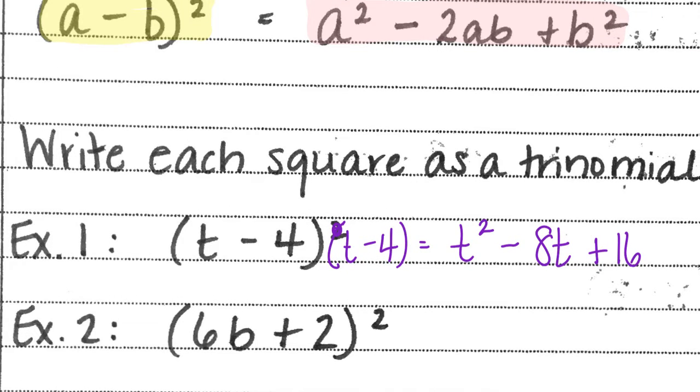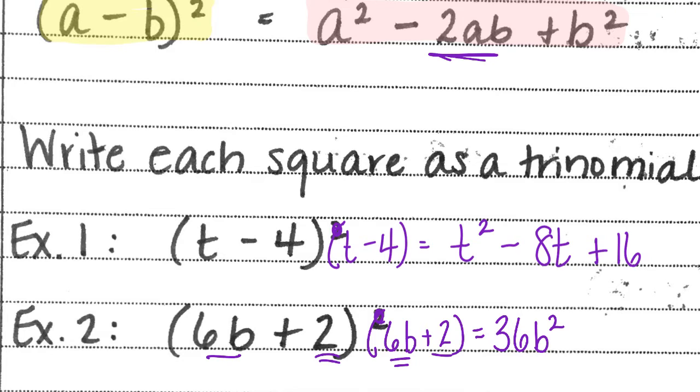Moving on. 6b plus 2 quantity squared. Again, I'm just going to write 6b plus 2. Ignore the square. 6b times 6b is 36b squared. The outers are 12b and the inners are 12b. That's why they say take 2 of it, 2 times that. Well, 12 plus 12 is 24b. And my last terms are 2 times 2, which is 4.